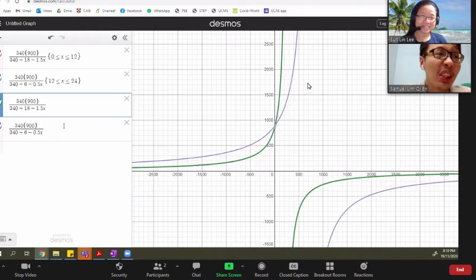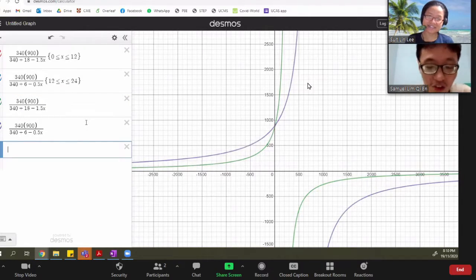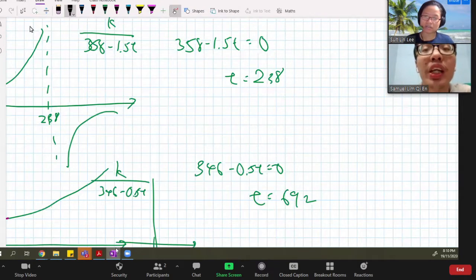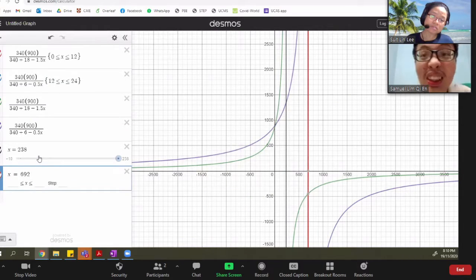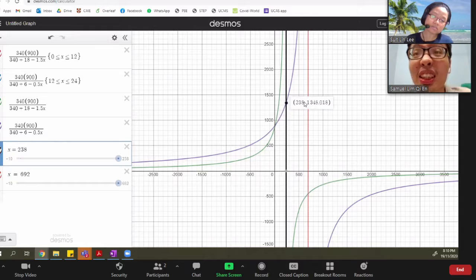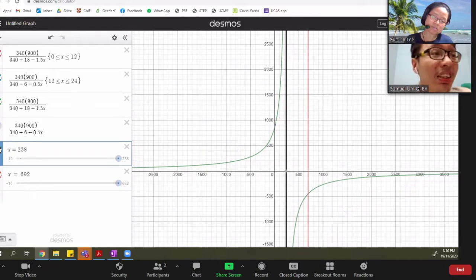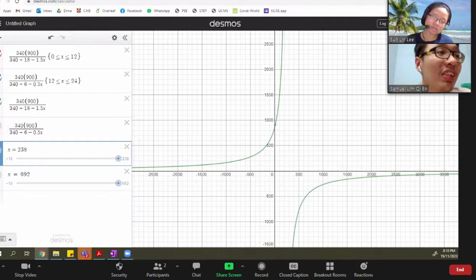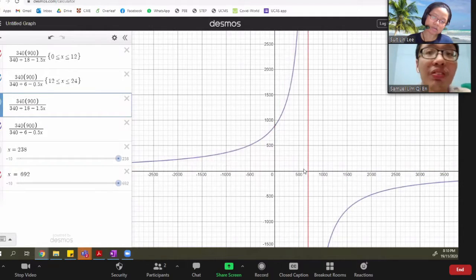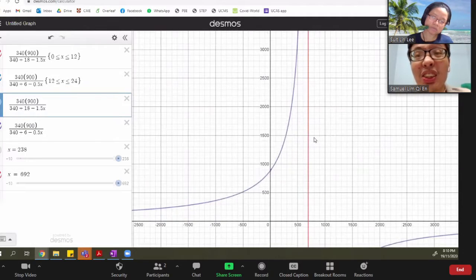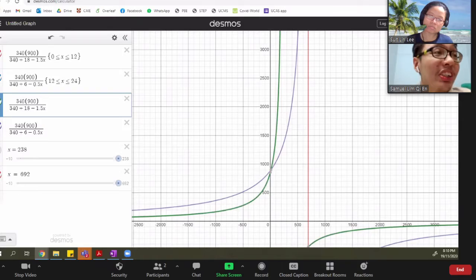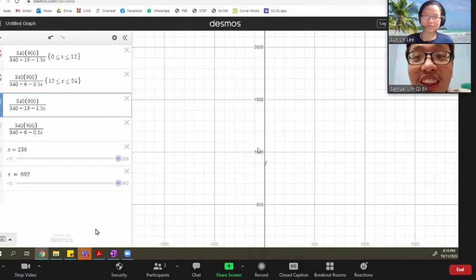So if you draw the asymptotes, you see their difference, where x equals 238 and also x equals 692. You can see this is their difference. If I take these two away, this black line, and put these here, this is the asymptote. There you go. So what we want, actually, we don't need all this. We just need this little thing here.